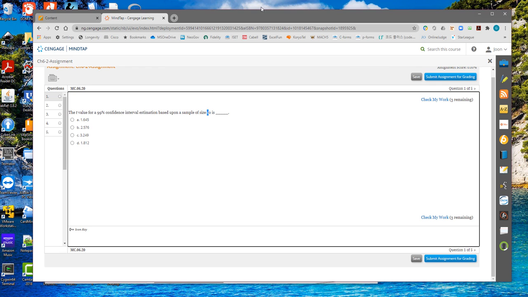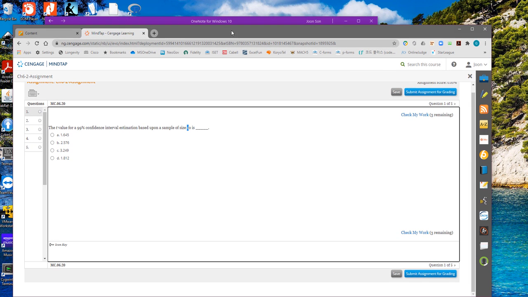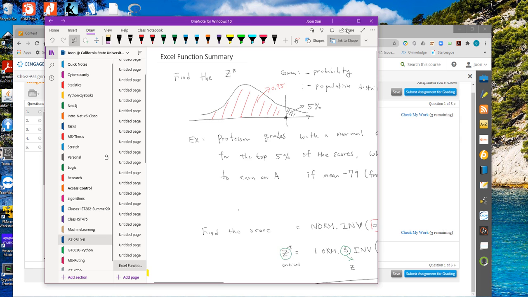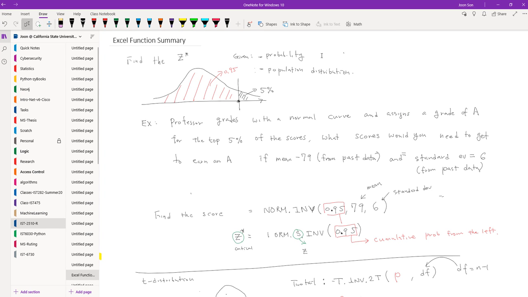Okay. We're going to use an Excel spreadsheet, but before we use the Excel spreadsheet, I would like to show you how to find the z-value first, using the Excel spreadsheet. This is something that we learned. This is, by the way, review.